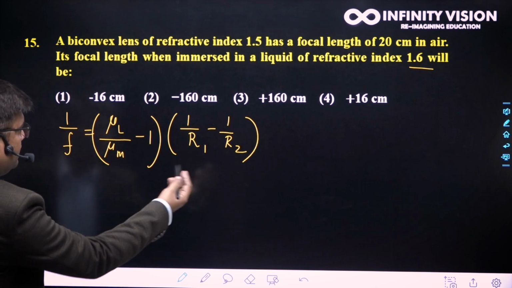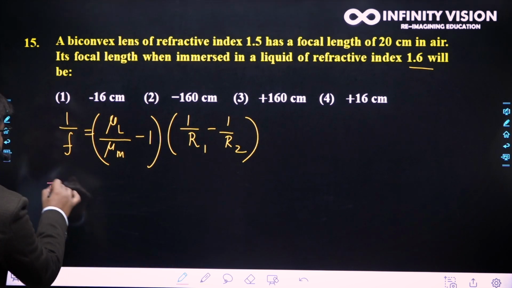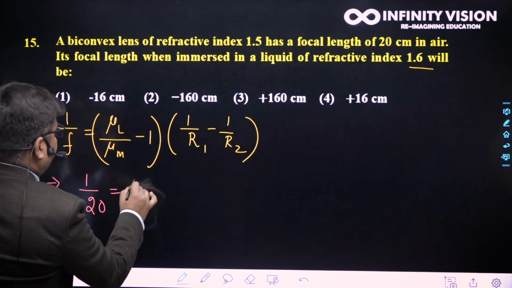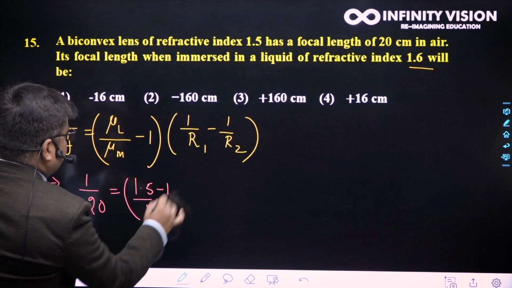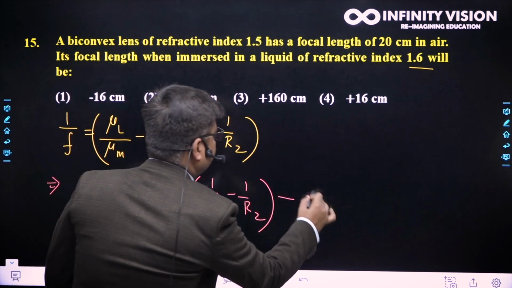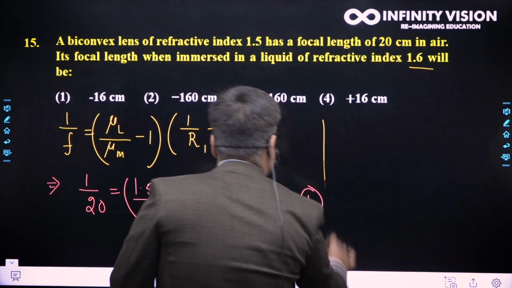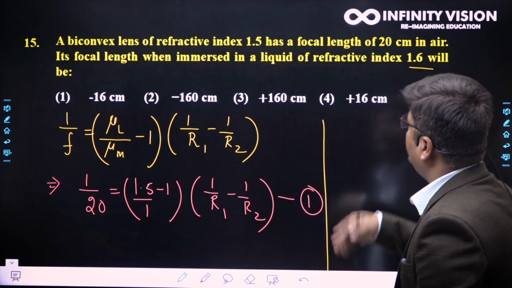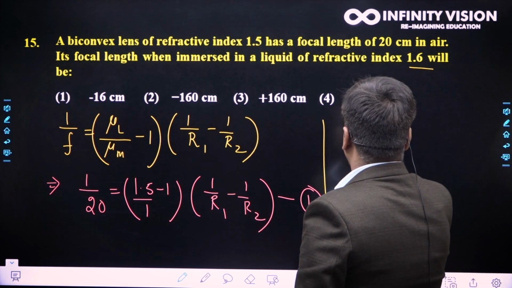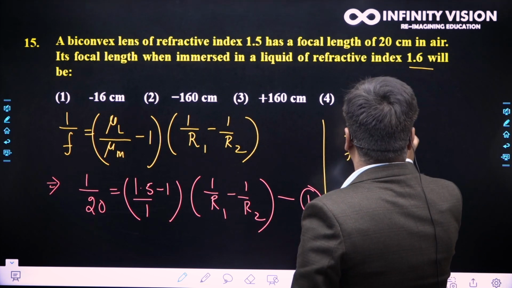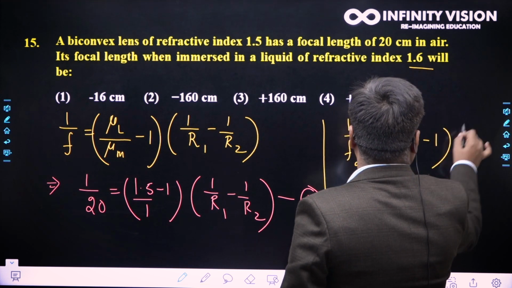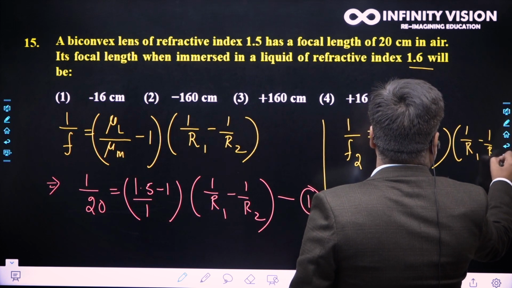Now, we will use this equation 2 times. In the first case, the focal length is 20 centimeter. So 1 by 20, lens refractive index is 1.5 minus 1, it is in air, and this is 1 by R1 minus 1 by R2. This is equation 1. In the second case, now the same lens is immersed in a liquid having refractive index of 1.6. So let's suppose the second case focal length is f2. Now the lens medium is 1.5 and the liquid refractive index is 1.6 minus 1, and this 1 by R1 minus 1 by R2 will remain as it is.